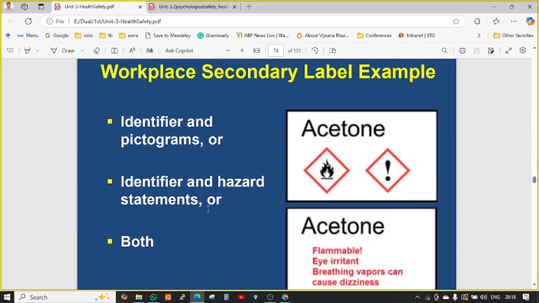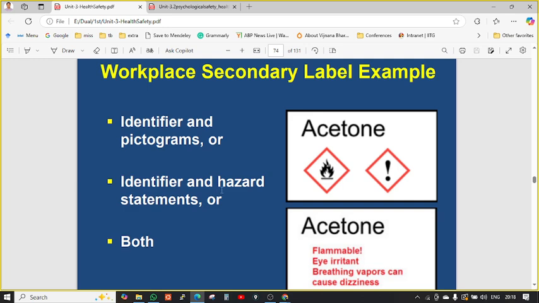Then workplace secondary level examples. If we obey laws, rules, and regulations, and also want to avoid all kinds of accidents, then we have to maintain some kinds of labels and warning signals in our workplace. That is, some identifiers or pictograms.